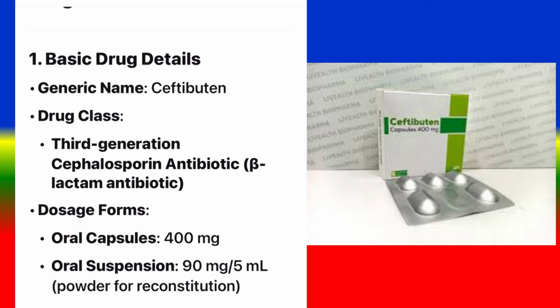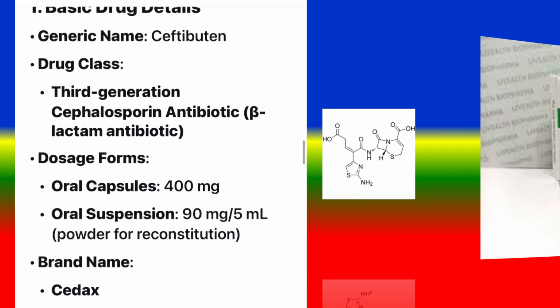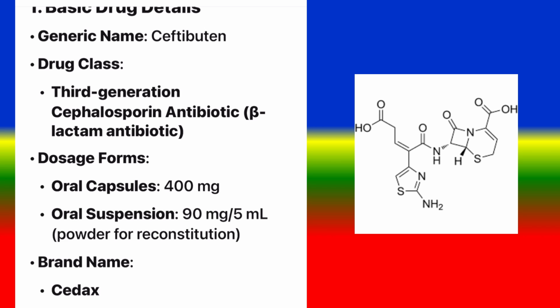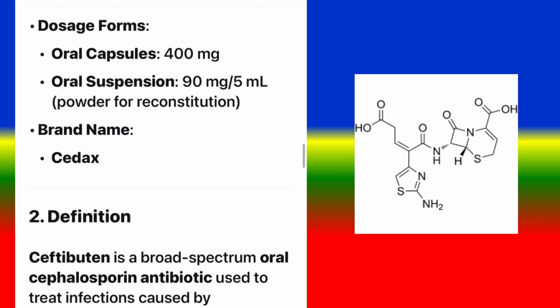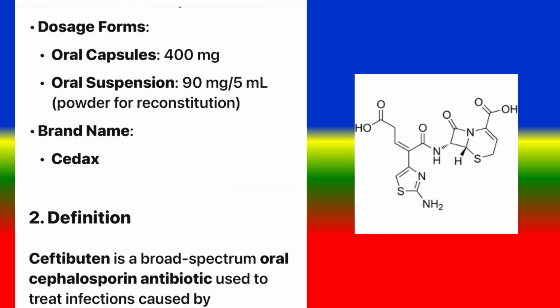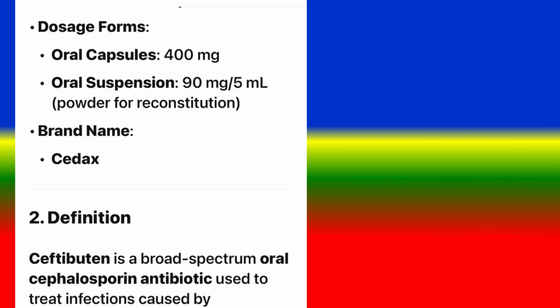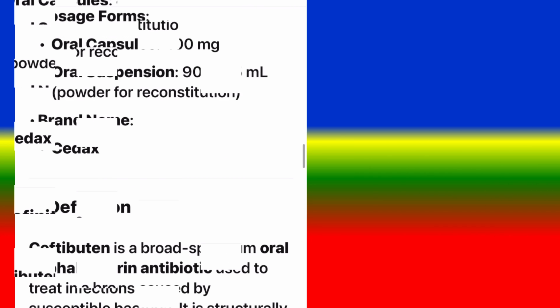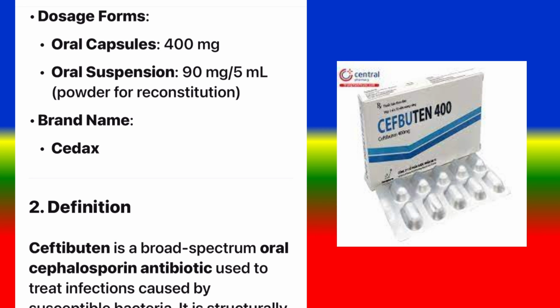Basic drug details. Generic name: Ceftibuten. Drug class: third-generation cephalosporin antibiotic, beta-lactam antibiotic. Dosage forms: oral capsules 400 milligrams, oral suspension 90 milligrams per 5 milliliters, powder for reconstitution. Brand name: Cedax.